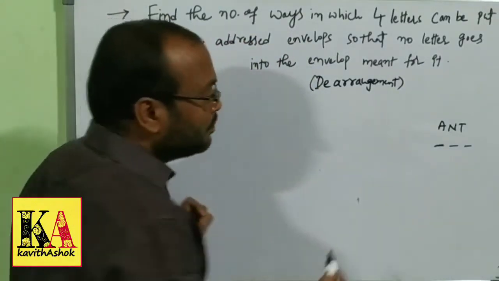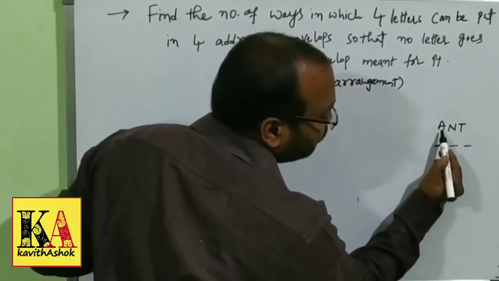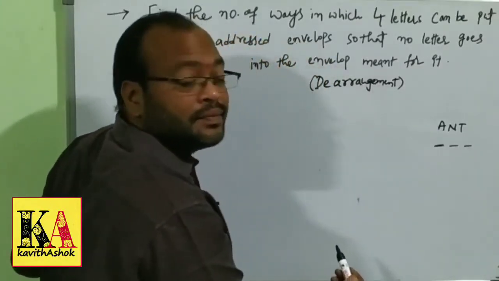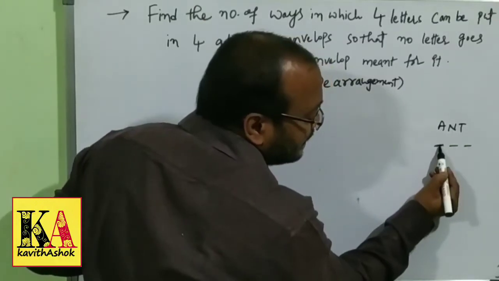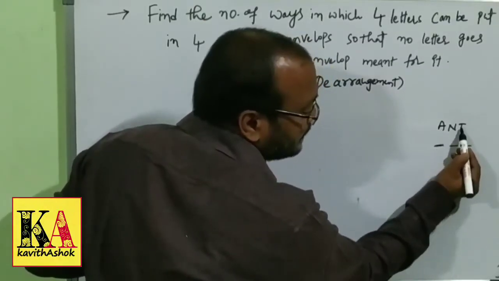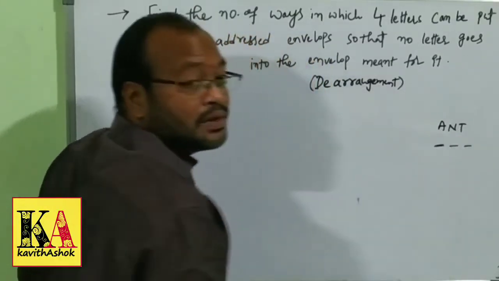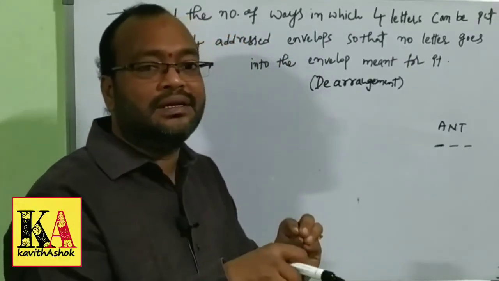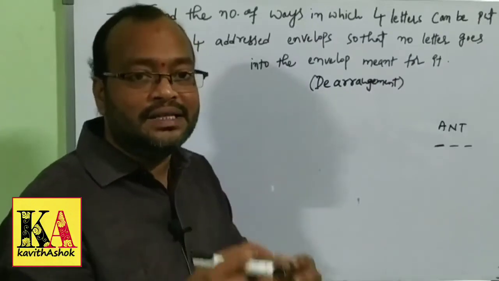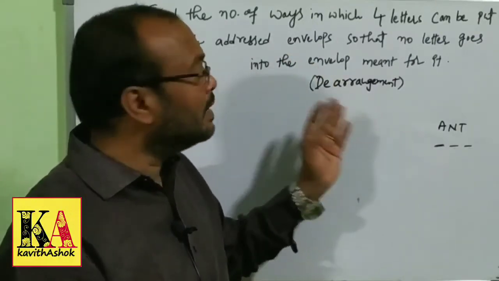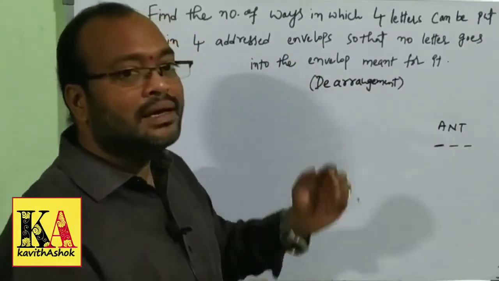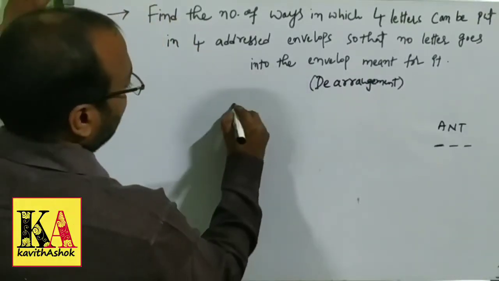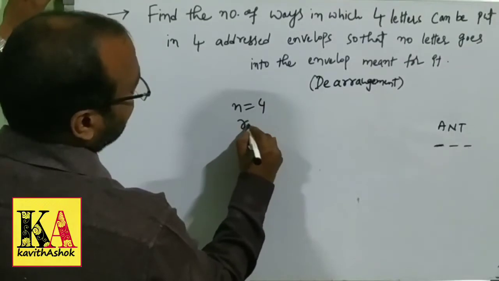Derangement in the sense here: the place of A is this now. We have to arrange A either in this place or in this place. N is either in this place or this place. T is either in the first place or the second place. No letter is in its own position. That is called a derangement. Here also 4 letters are there and 4 envelopes are there. We have to derange those elements. So the n value is 4 here, and the number of derangements is also for 4.